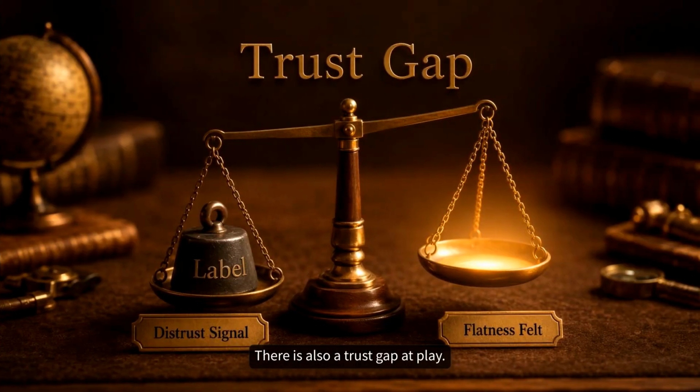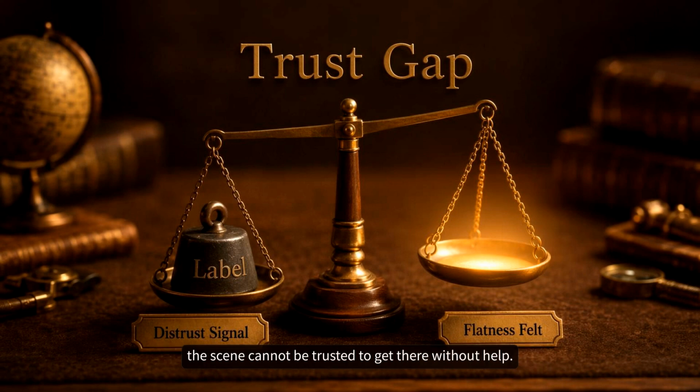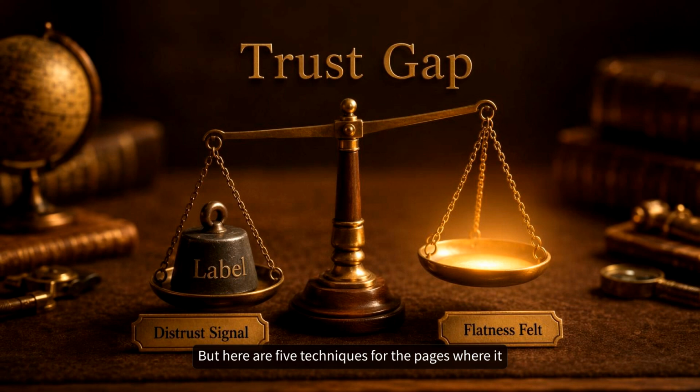There is also a trust gap at play. When you name the emotion outright, you are often deciding the scene cannot be trusted to get there without help. And that lack of trust is exactly what a reader picks up on. They cannot always name why a moment felt flat instead of felt, but they feel the difference. Now, the label is not always wrong. But here are 5 techniques for the pages where it is doing work the scene should be doing instead.